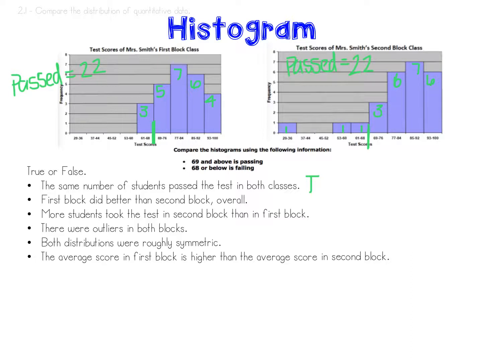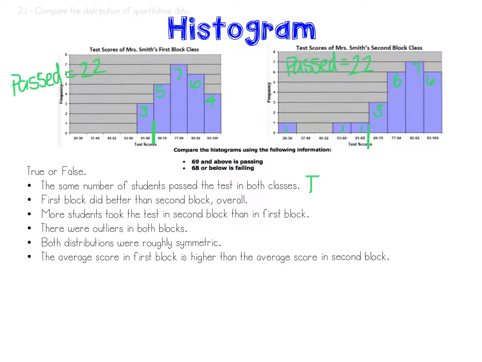So when I first looked at this one, the first block did better than second block. I looked at this and it looks more compact. This one is skewed left and this is roughly symmetric. So my inclination was to say yes, but when I started looking at it a little bit more than just the spread and more than just the shape, I noticed that if an 85, let's say, is a B and a 93 is an A, first block only had 10 people get A's or B's, whereas second block had 13 people.